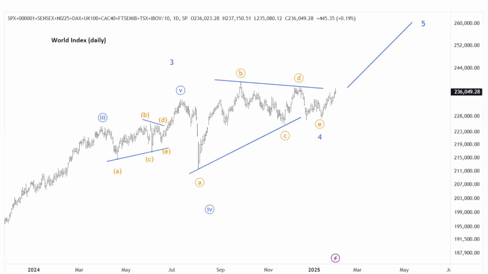The B wave is the largest wave, and last week's price action has reached the upper BD trend line of this contracting triangle. Once a decisive breakout is achieved, we can have higher targets for the minor wave 5. So that was about the world index daily chart, and now we move on to S&P 500 weekly chart.